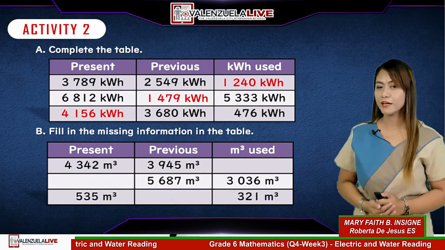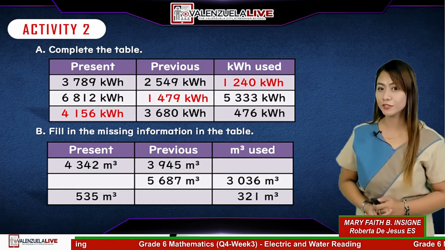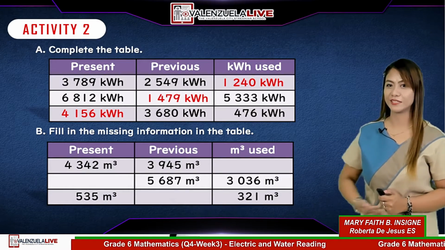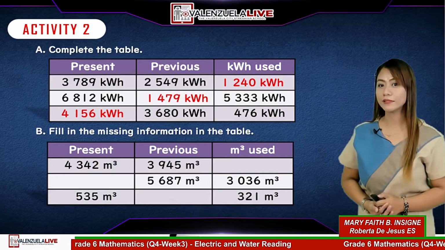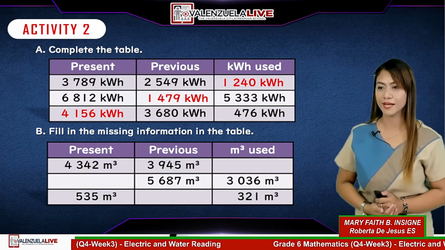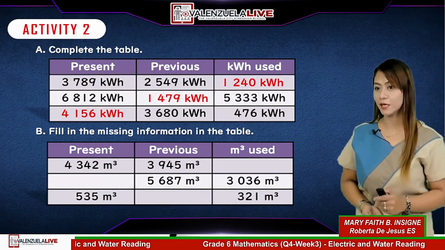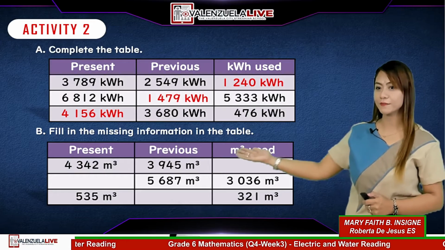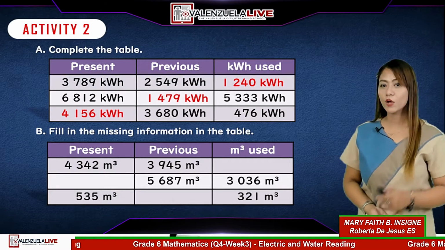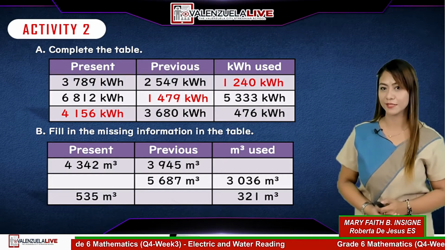For letter B, fill in the missing information in the table to find the water consumption of the following. First, find the water consumption if the present reading is 4,342 cubic meters and the previous reading is 3,945 cubic meters. We must subtract only the previous reading from the present reading.